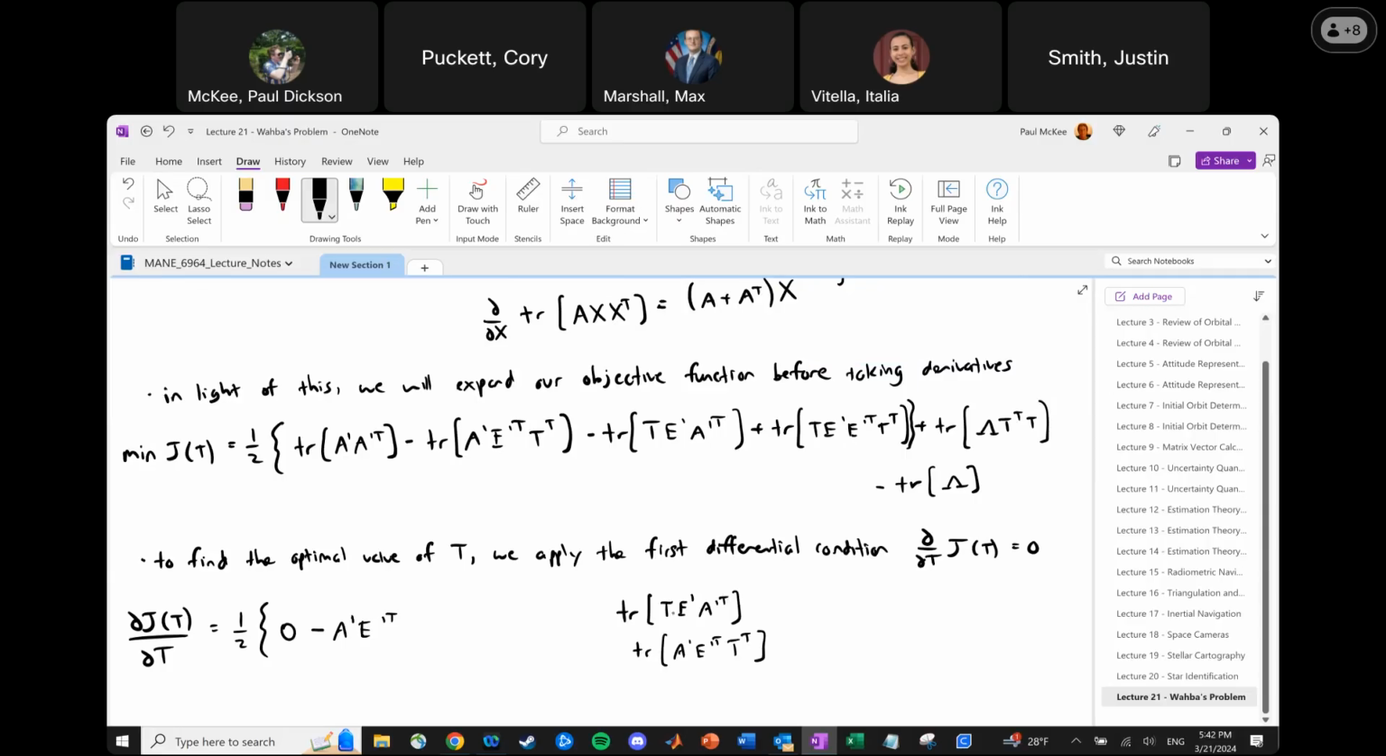And now it's easy, right? Because now, well, what do we do now, Corey? Assuming we can use that trick, then it's the same as the term before it. So now it's minus another A prime E prime transpose.